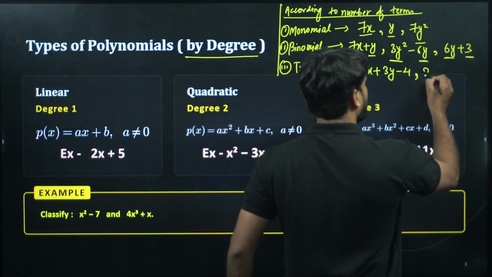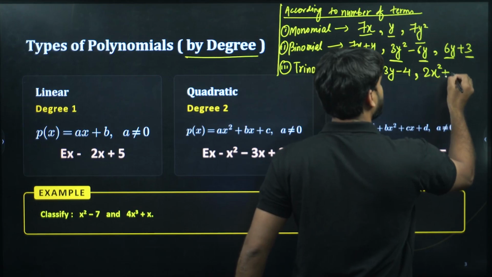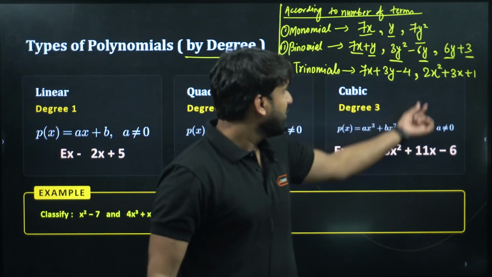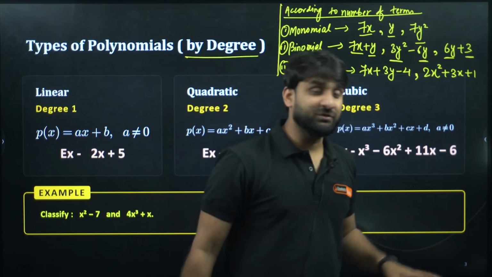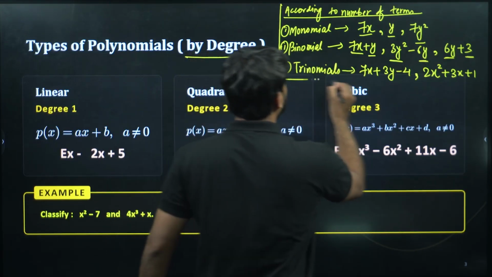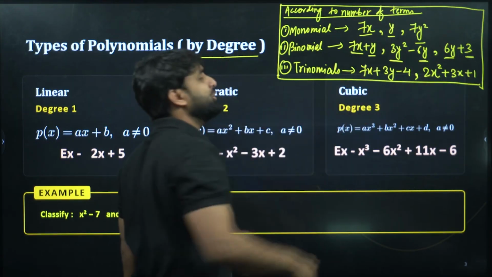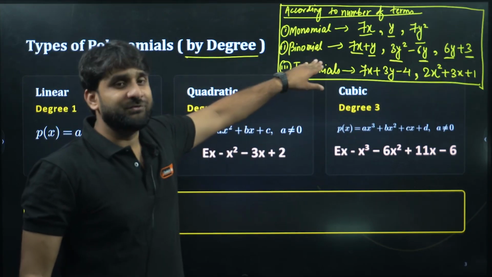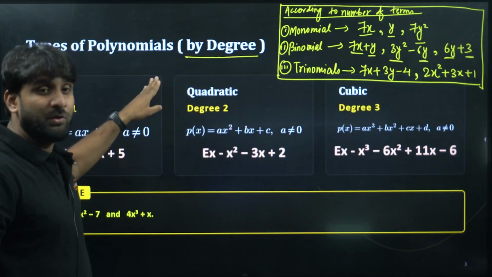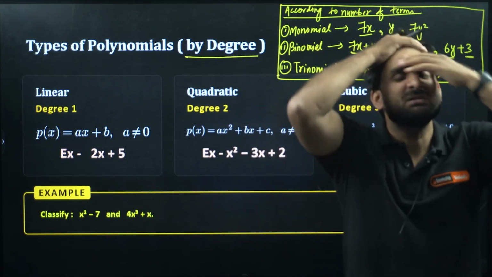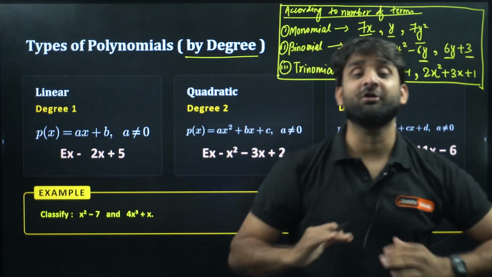One more, 2x square plus 3x plus 1. How many terms are there? One term, two terms, three terms. So this is a trinomial. So according to the number of terms, we categorize polynomials into three types. But here we are categorizing the polynomials according to degree. Degree means the highest exponent of a polynomial.